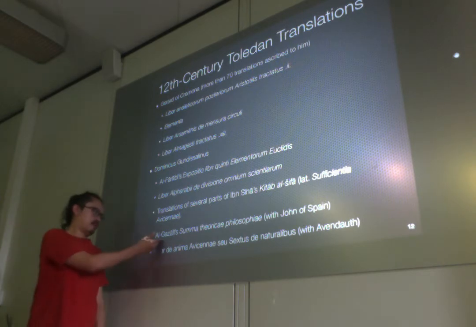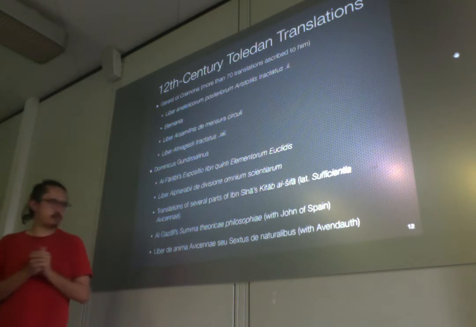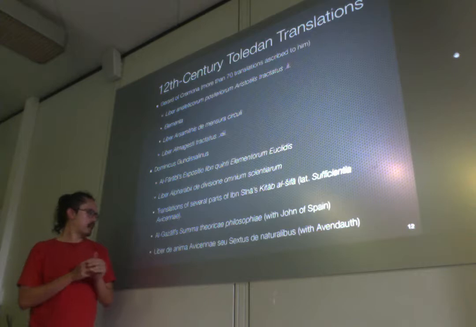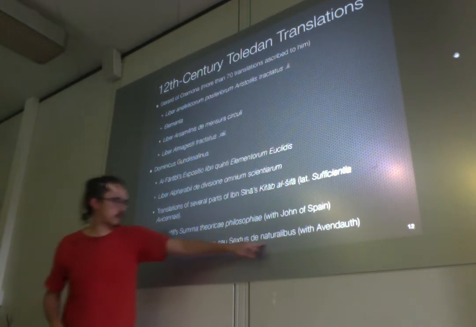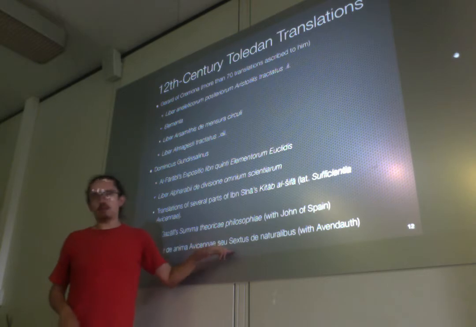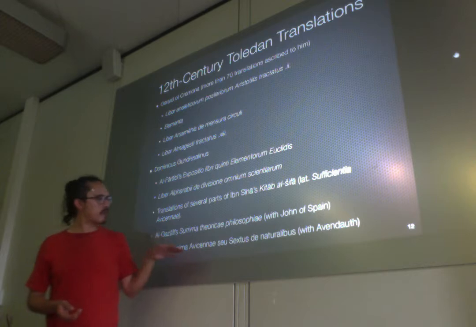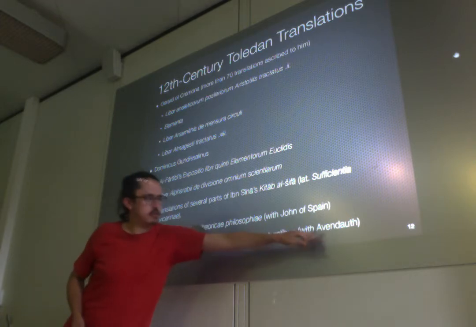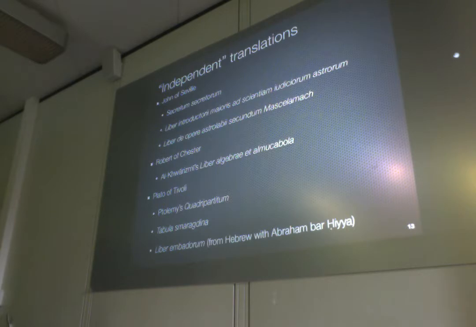As I told you, it's Ibn Sina, he worked with the very big, and he did this Liber de Anima. It's called Sextus de Naturalibus because it's the sixth book of the Kitab al-Shifa, and this translation was made with Aben Daoud. I will just point out, I have to work to be quick, I think.